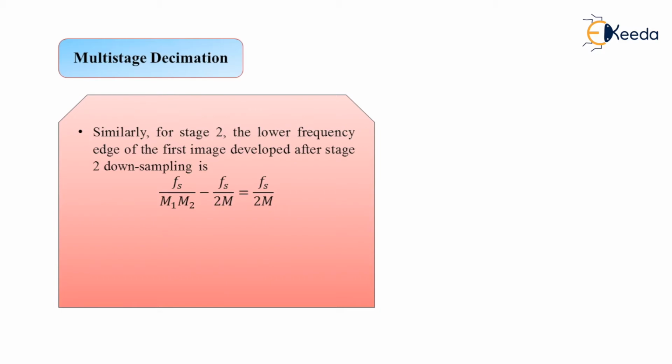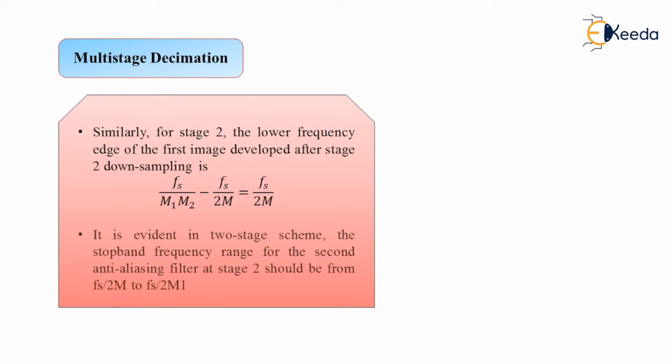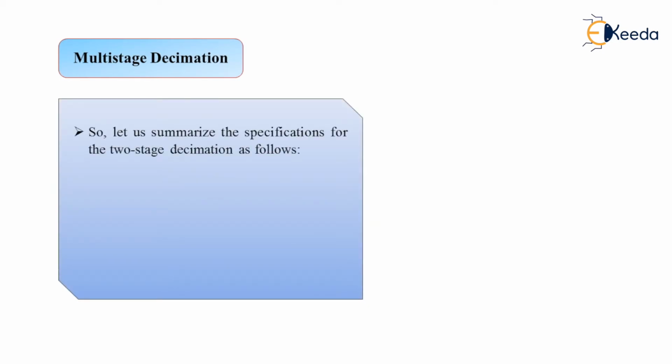So it is evident in the two-stage decimation scheme, the subband frequency range for the second anti-aliasing filter at stage number 2 should be from fs divided by twice m to fs divided by twice m1. Now let us have the summarization of the specifications for the two-stage decimation analysis. One by one we have the different parameters here.